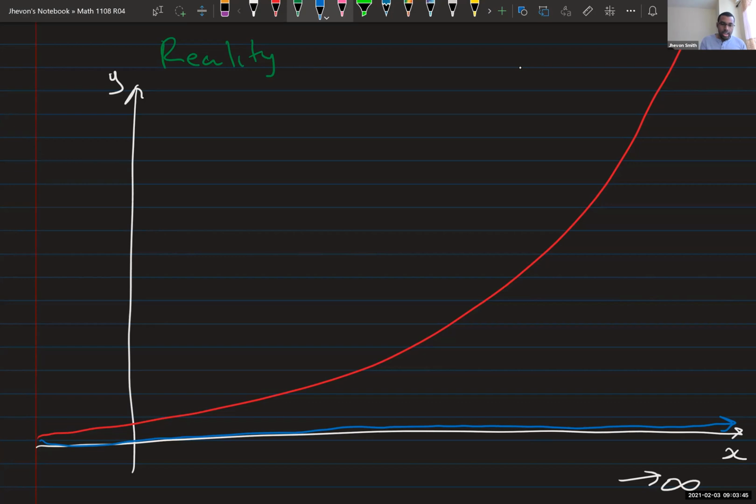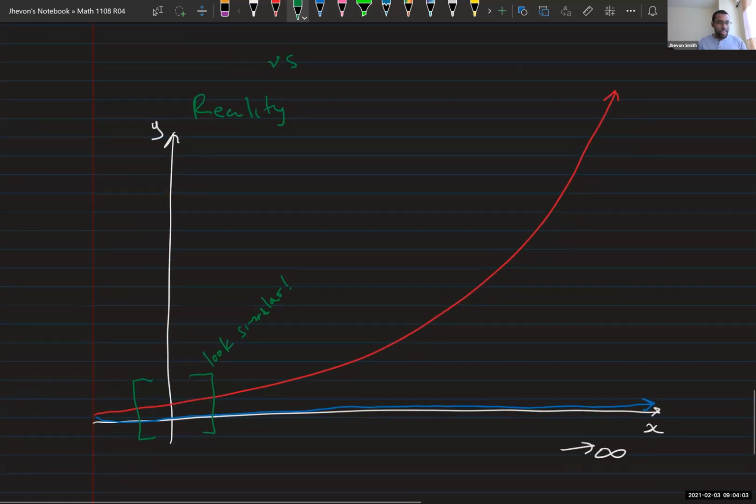On a small scale, they look similar. But on a large scale, they're not the same, okay? And now why is that important?